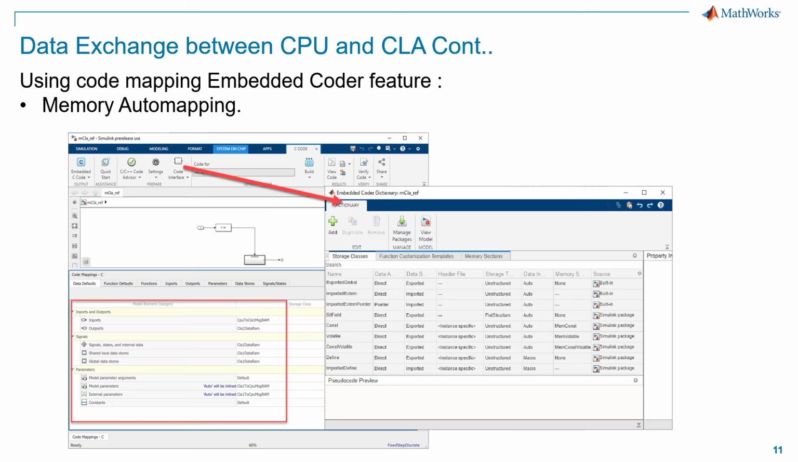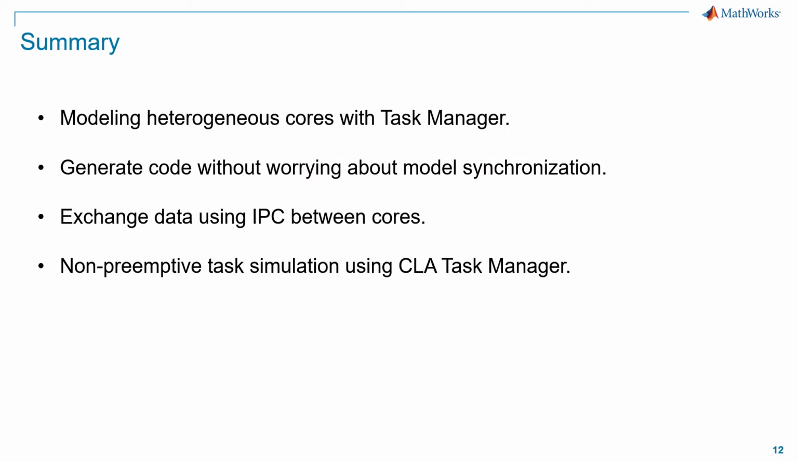So in summary, you can model the heterogeneous core with Task Manager for simulation and code generation. While generating code, you don't need to worry about core synchronization and model synchronization. The IPC data channel helps you to exchange data asynchronously between the cores. Last but not least, you can now simulate the non-primitive tasks with the CLA, which helps in simulating the CLA tasks with the help of this CLA Task Manager block.